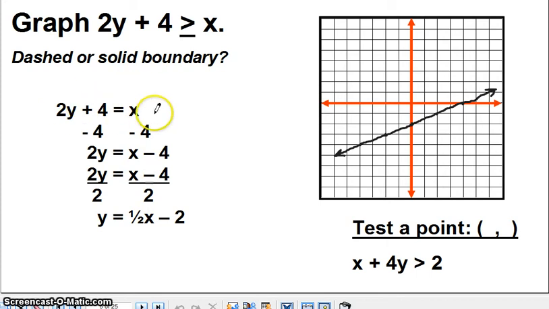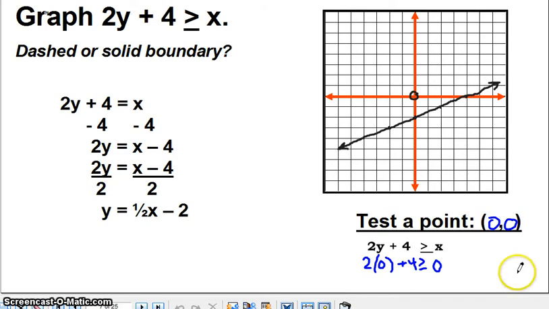Here we changed or transformed this line to get slope-intercept form. So we solved and got y all by itself. So we had 1/2 x minus 2. So we could graph our y-intercept, go up 1/2 for our slope, and we've got our line graphed. And this boundary is solid because we have the or equal to part. We have a solid line.